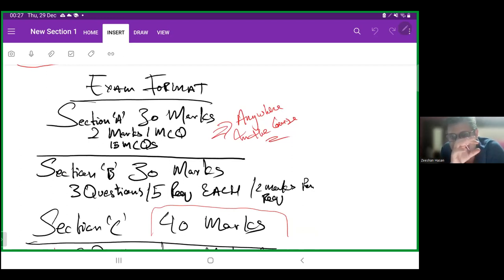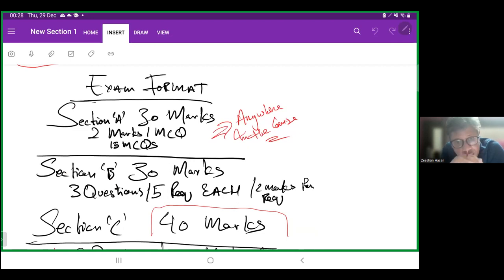Then we will have section B, 30 marks overall, 3 questions, which will have 5 questions, each a descriptive question. I have five requirements, and those can be MCQs, filling the blanks, crossing ways questions, right? So 60 marks like that.